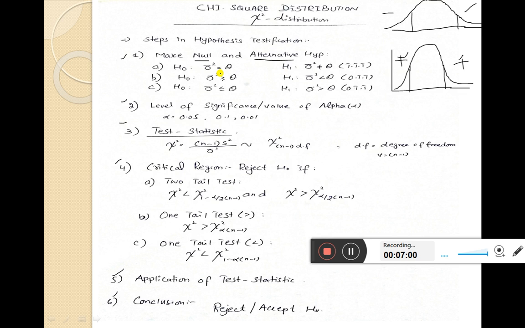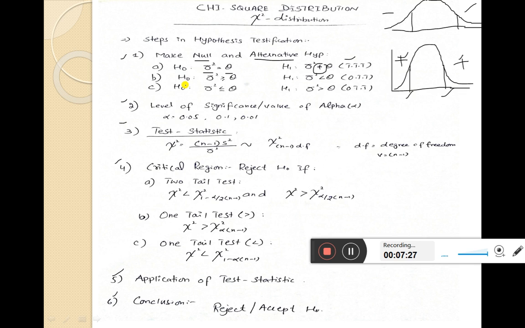As I told you, in chi-square distribution we are going to study the single parameter variance. So the null is sigma square equal to theta, theta any value, and the alternative is sigma not equal to theta. And when you have a not equal sign, automatically that is your two-tail test. Remember this thing: two-tail means in chi both the values will be positive, upper and lower limit.